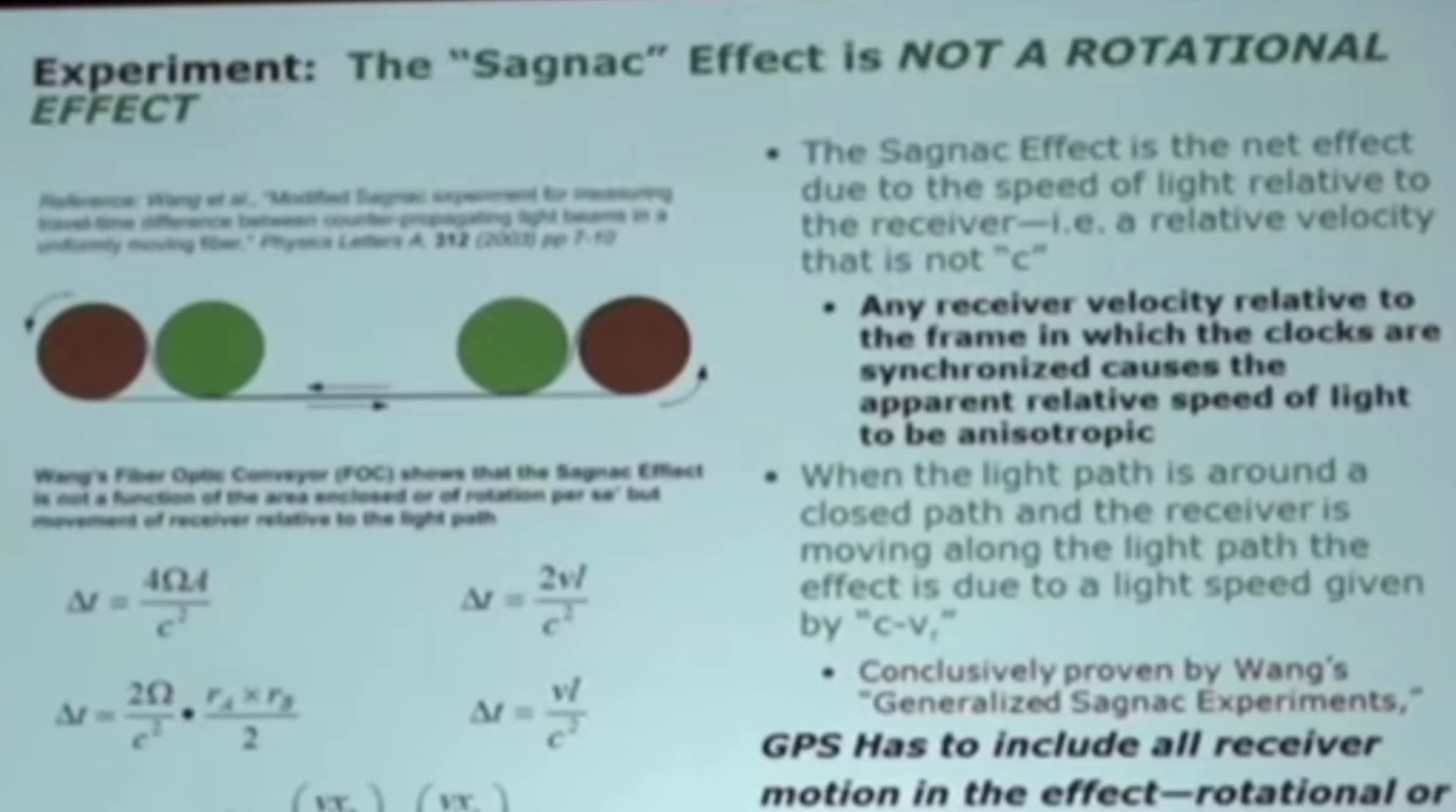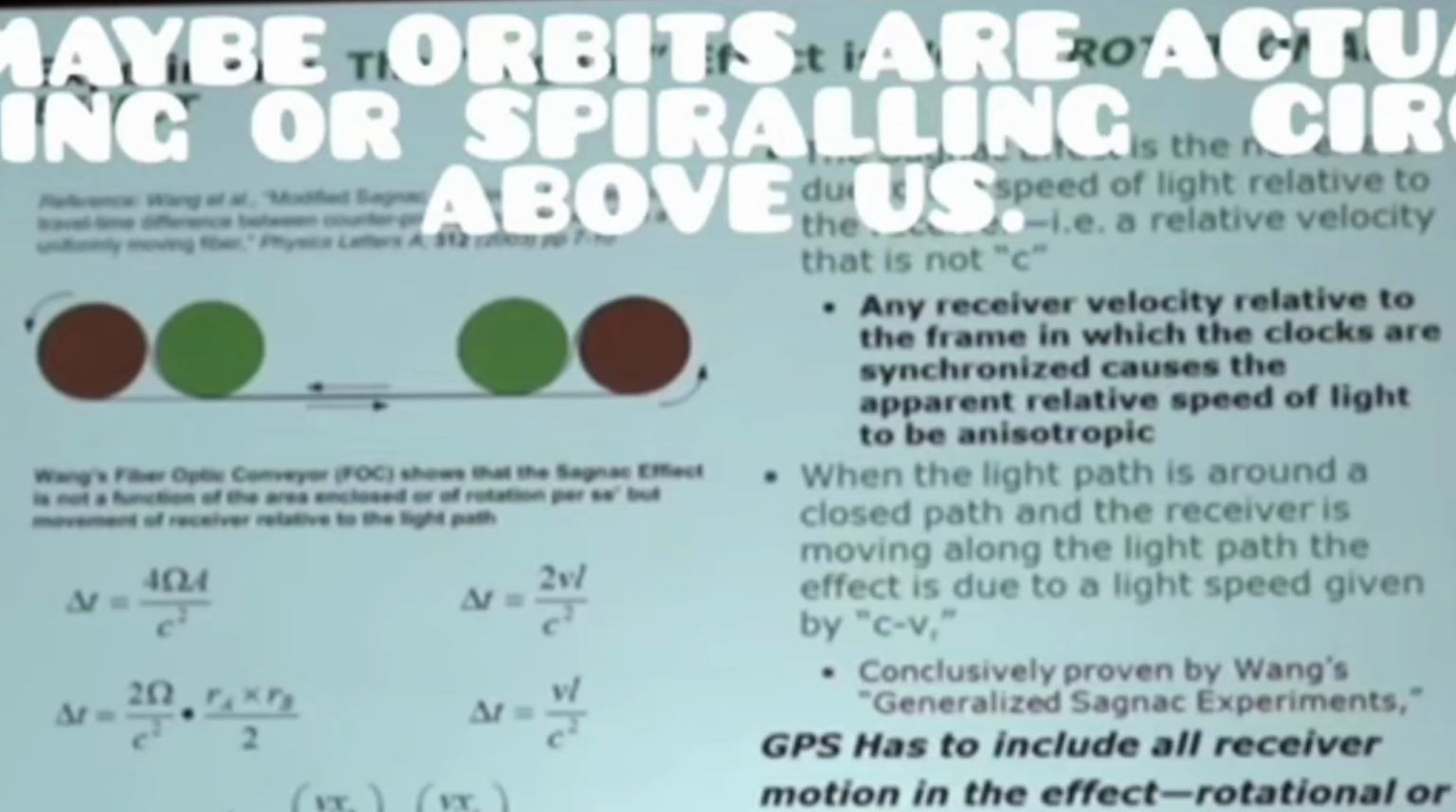And so there are clock biases that have to be accounted for in GPS to remove the Sagnac effect. Everybody asks why there isn't one for orbits. Well, there isn't one for orbits because they're all affected by the same amount.